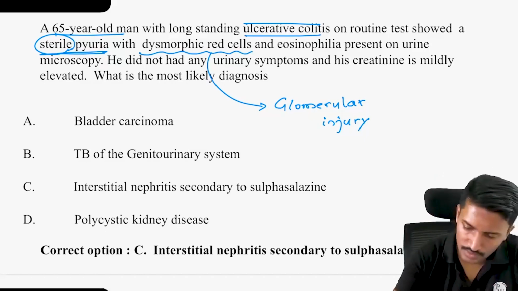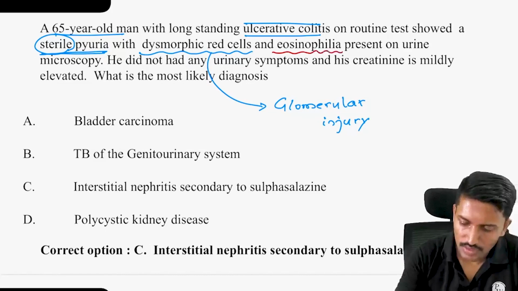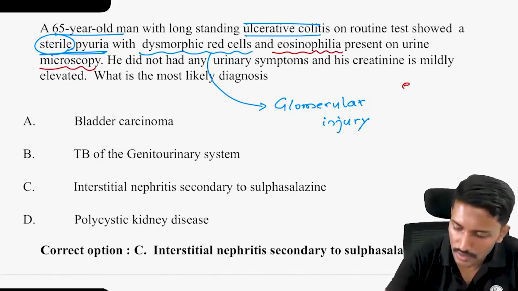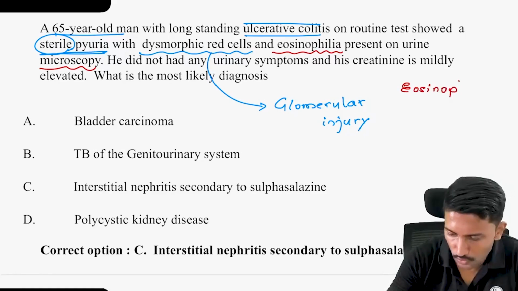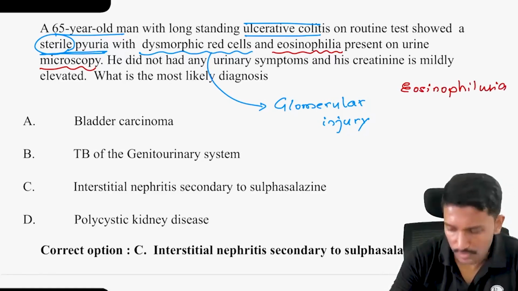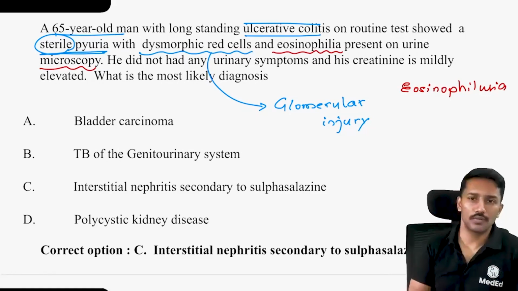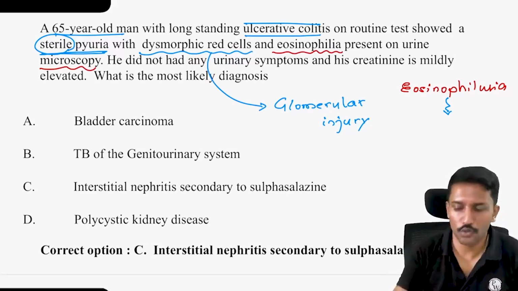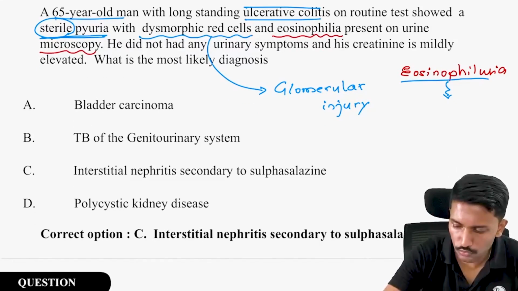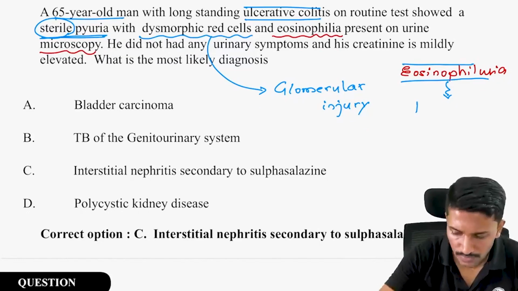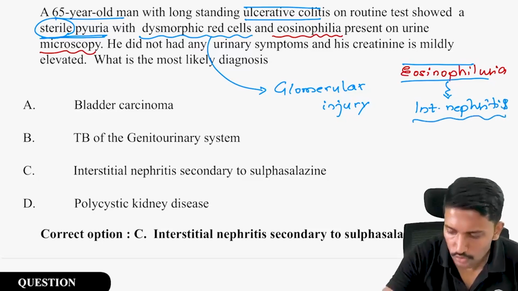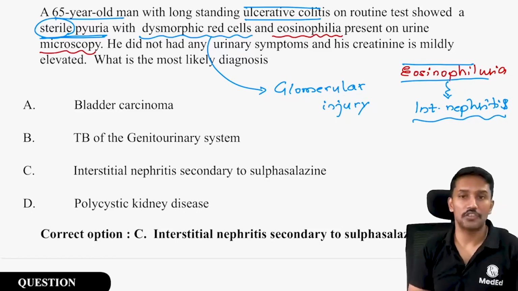Okay. Now there is an additional point here. The patient has eosinophilia in the urine. That is, I can call it eosinophiluria. So the patient is passing eosinophils in the urine. Eosinophils in the urine generally indicate, this is an important clue in your question, the moment the question talks about eosinophils in the urine, it is talking about interstitial nephritis, and the most common cause for interstitial nephritis is indeed drugs, right?